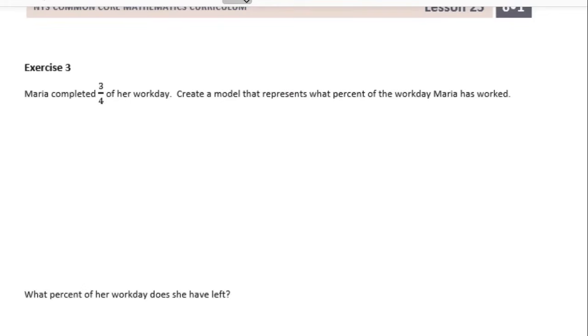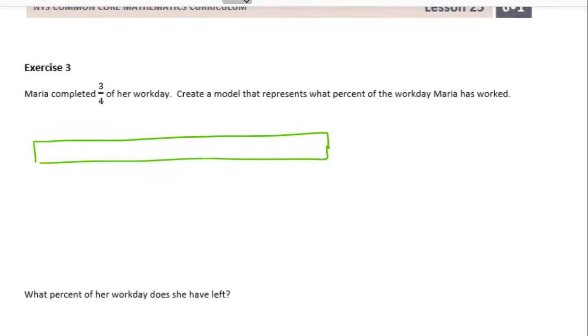Exercise 3. Maria completed 3/4 of her workday. Create a model that represents what percent of the workday Maria has worked. So she's completed 3/4. So I'm going to make a tape diagram. I'm going to separate it into fourths. And then I'm going to separate it into the percentages.